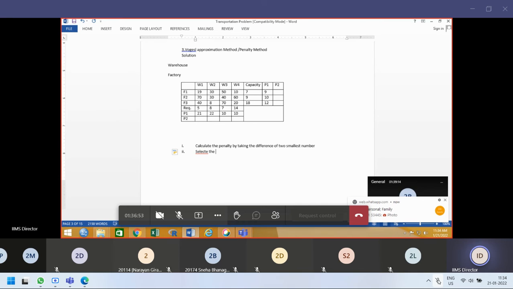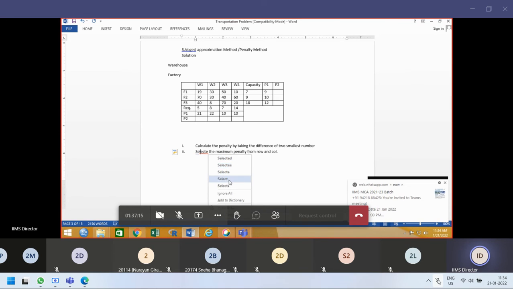Select the highest or maximum penalty from row and column. Select the highest penalty from row and column, right? What is the highest penalty from row and column here? You said 22 is the highest. Am I right? 22 is the highest.